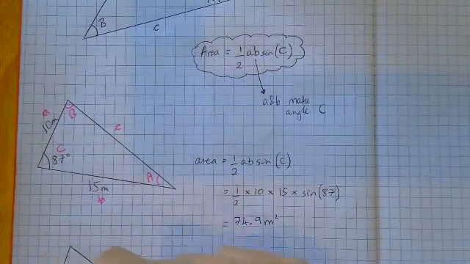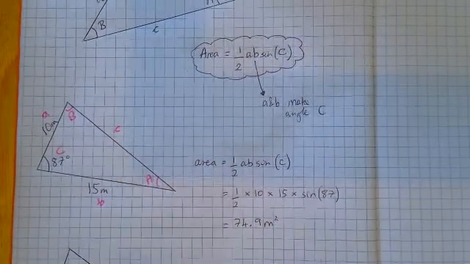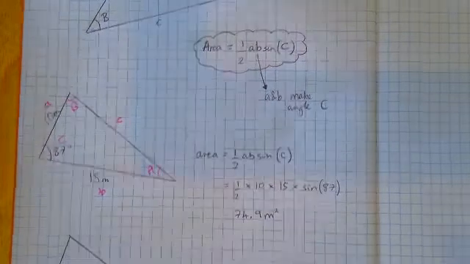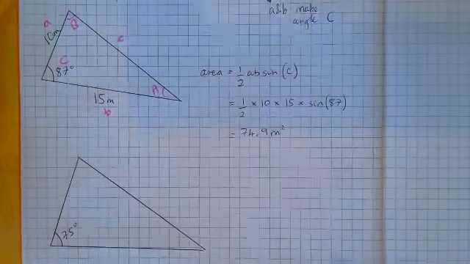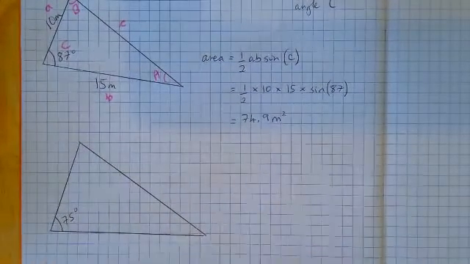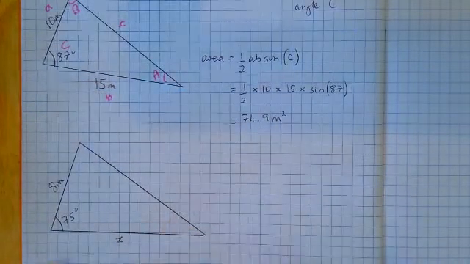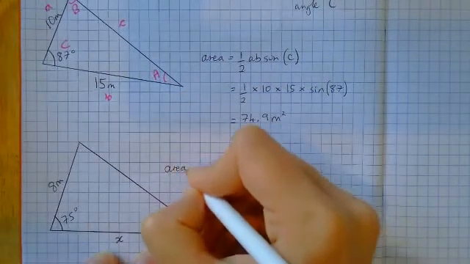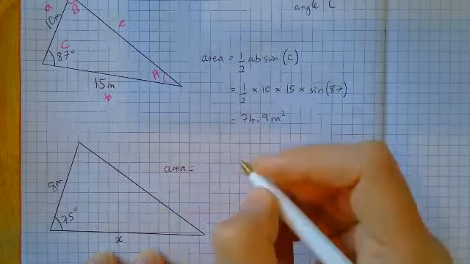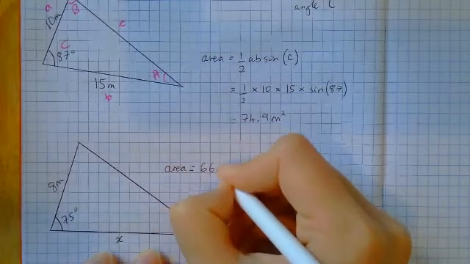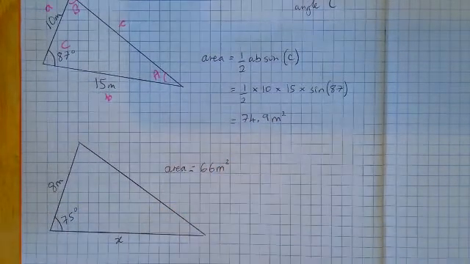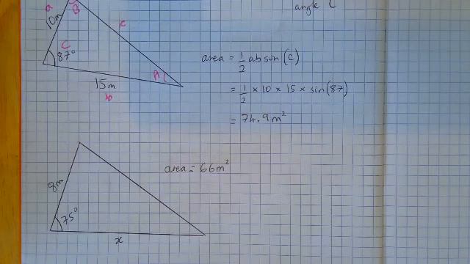Let's say I've got this triangle and I know that that's 75 degrees. There we go. That's 8 meters. That's X, and I know that the area equals 66 meters squared. Okay, and my job is to find out what X is. It doesn't matter that this is slightly different.